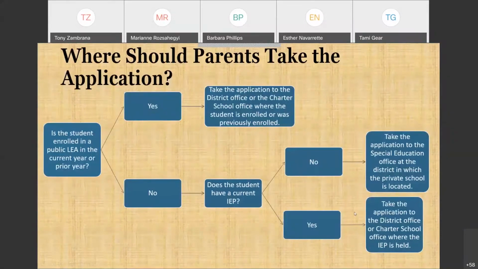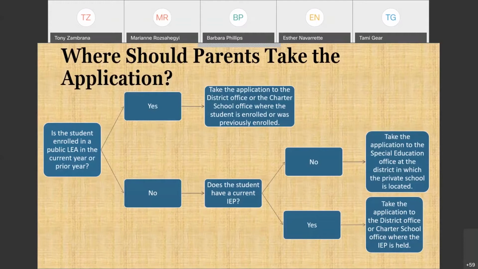Okay, so this is the flow chart that we get a lot of calls on, about where to take your application. I would recommend that if you can, have this printed out and ready to go for any parent that wants to know where to take their application. This is probably one of the most common questions asked. So we'll just go through the flow chart right here.